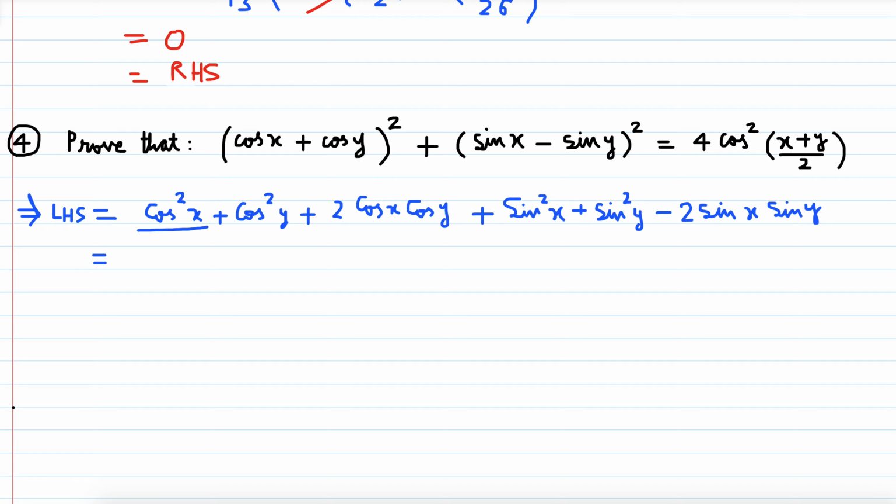So we will write this cos square x plus sin square x as 1 plus, and this cos square y plus sin square y, again it will be equal to 1. And what other terms are we having? Two more terms. So we have this term and this term. So we will write these together.